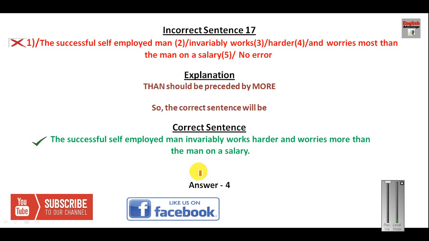Now let us see the next sentence. The successful self-employed man invariably works harder and worries most than the man on a salary. Two kinds of people are being talked about, an employed person and a salaried person.